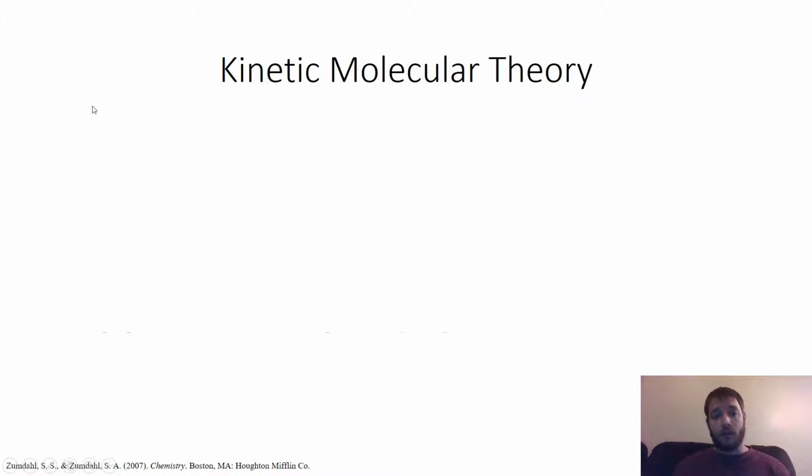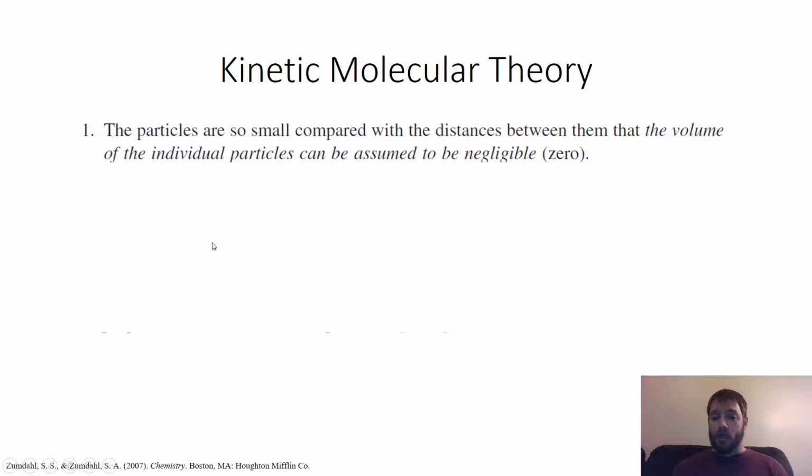The first tenet of the kinetic molecular theory, or KMT for short, is that particles are so small compared with the distance between them that the volume of the individual particles can be assumed to be negligible. So gas particles are so small and they are so high energy that they have very large spaces between them. And what this allows us to assume is that their interactions will be negligible, so that we don't have to take into consideration intermolecular forces as well, nor collisions.